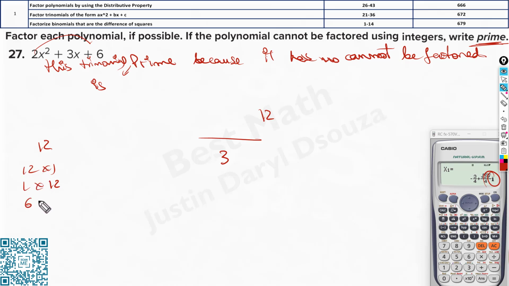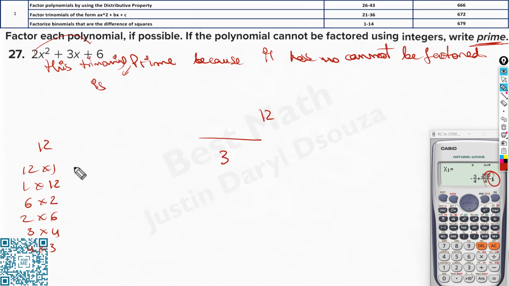Then let's half this 12. It'll be 6 times 2, or 2 times 6. Then let's try 3 times 4, or 4 times 3. Then if we go down, it'll be again 2, which are all mentioned, right? So these are all the factors. When we multiply these numbers, we get 12, but let's add them up.